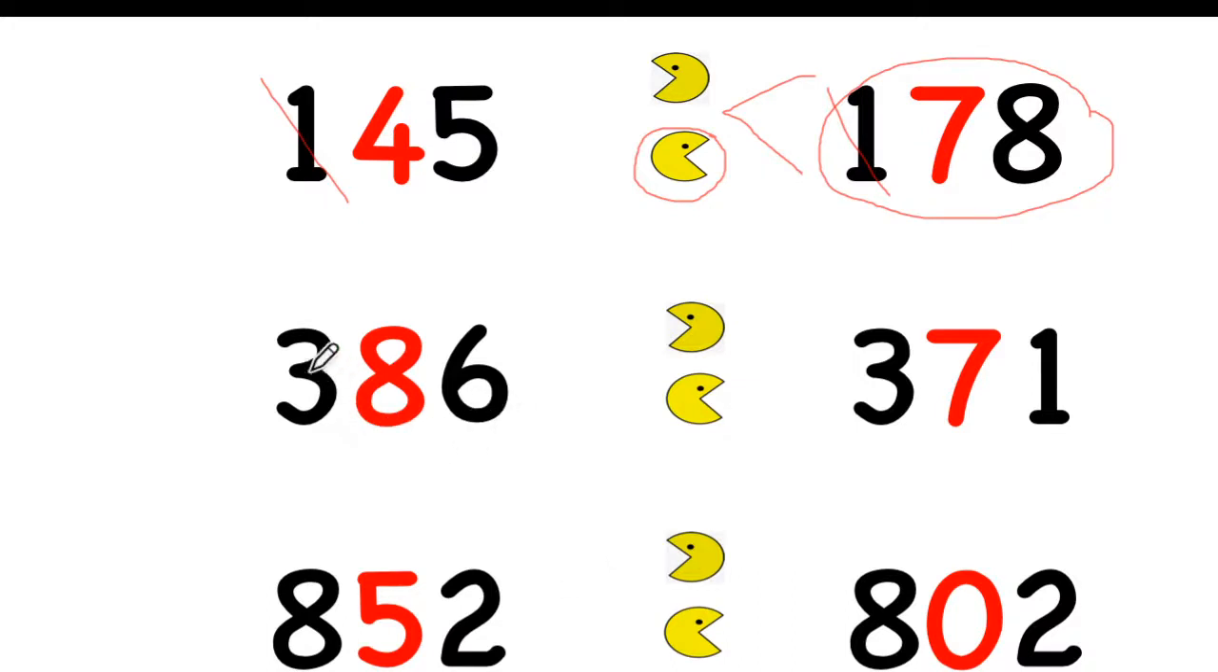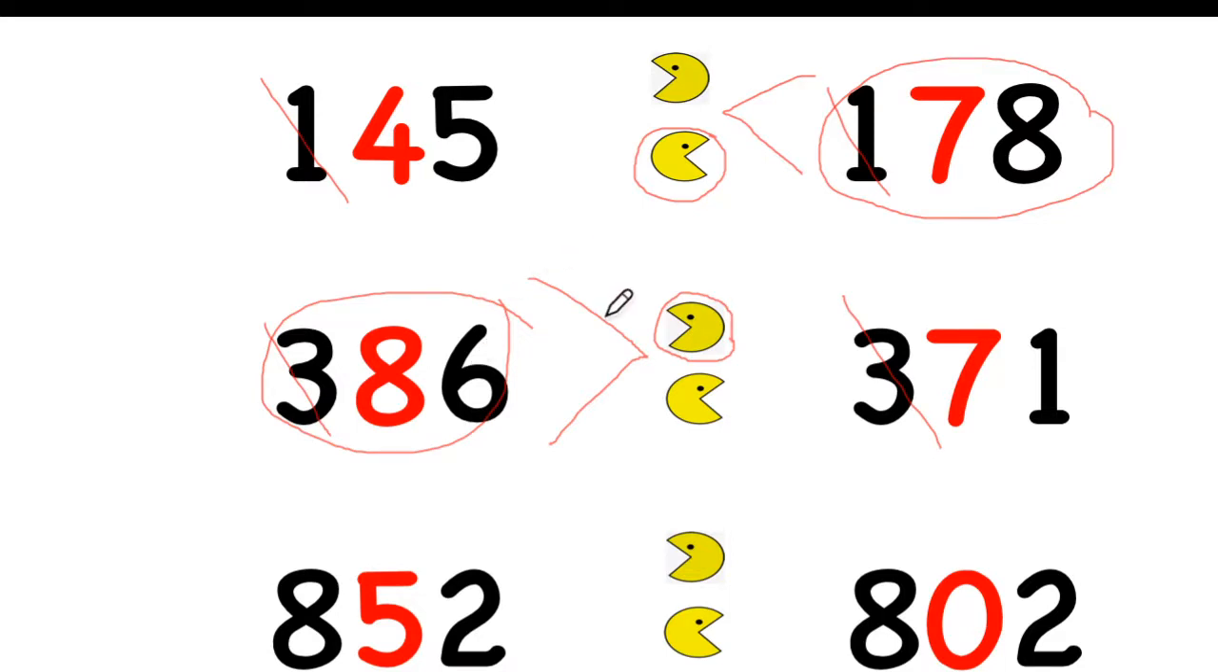Let's go to the next one. 300 and 300 are the same. We will use the tens digits to compare which one is greater. Which one is bigger, 8 or 7? 8 now. So this number is greater. Not this number, this number. Which Pac-Man will eat the greater number? The first one or the second one? The first one. So the mouth and the sign will be like this. And that sign we read greater than.